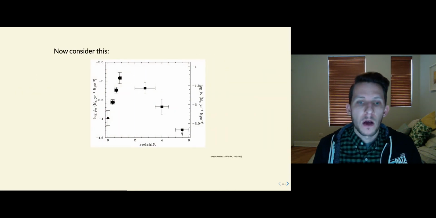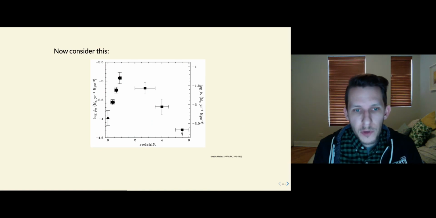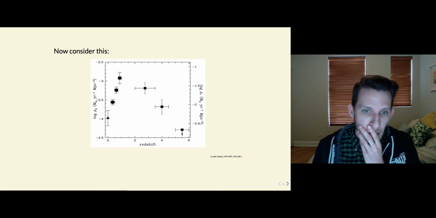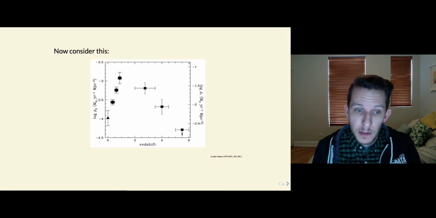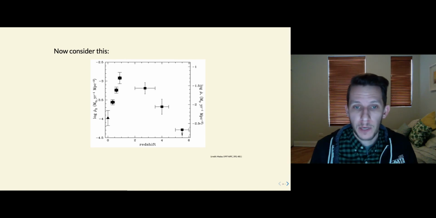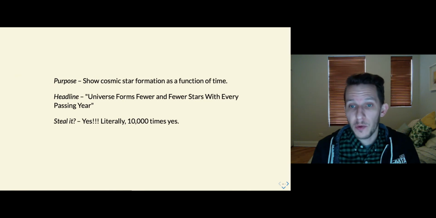Alternatively, let's consider this figure. I'll give you a second to take a look at it. Okay. So I see here just a few data points. I see well-labeled axes. Let's ask the three questions about this particular figure. So what is its purpose? It shows the cosmic star formation rate as a function of time.